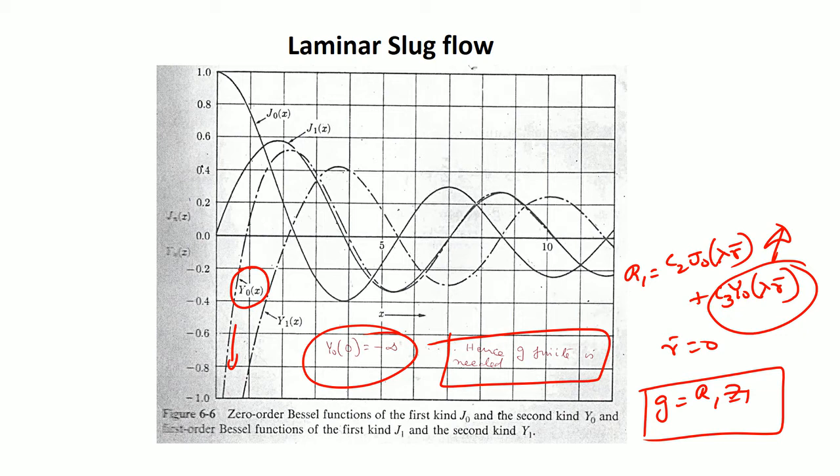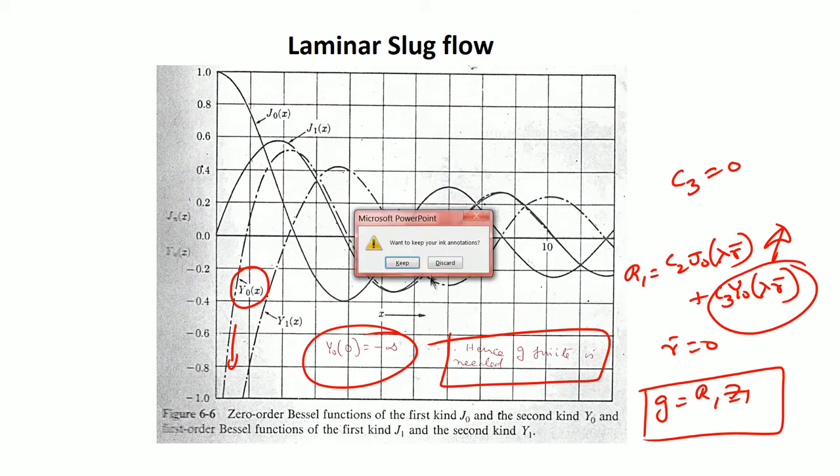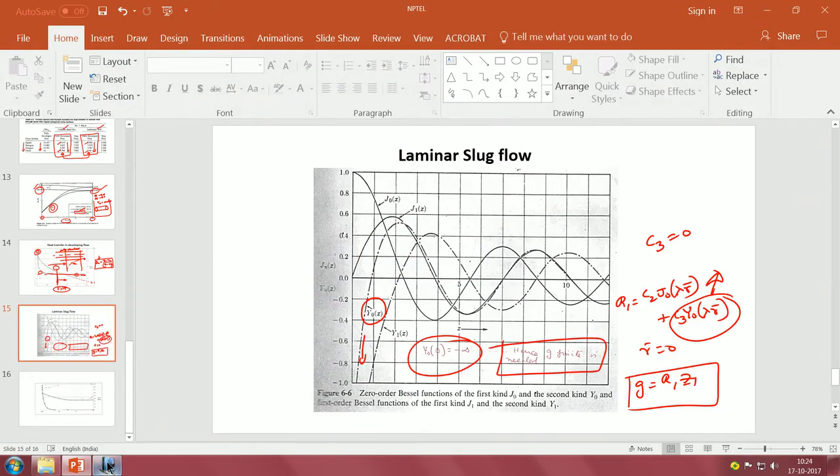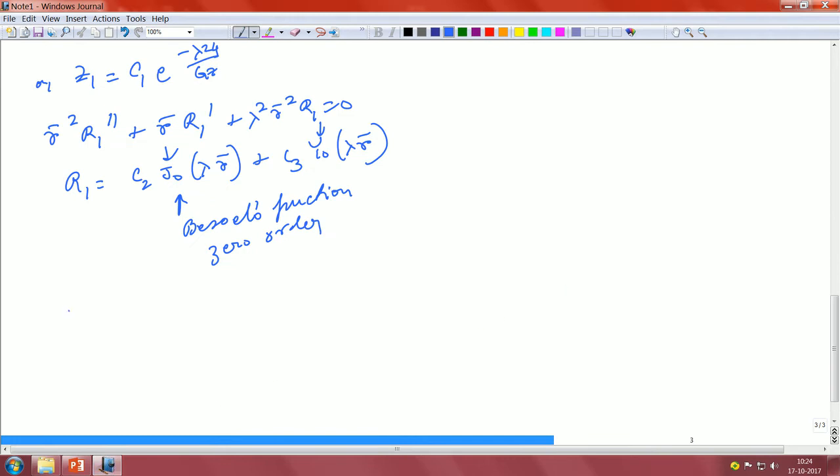So, that is the logic that we will apply over here, and make that C3 therefore equal to 0, correct. Okay. So, moving on, going back to our journal. Therefore, your C3 in this case must be equal to 0. So, your total G will now be C exponential of minus 4 lambda square by Gz into J naught of lambda R bar, combining the two constants and assuring that C3 is equal to 0.